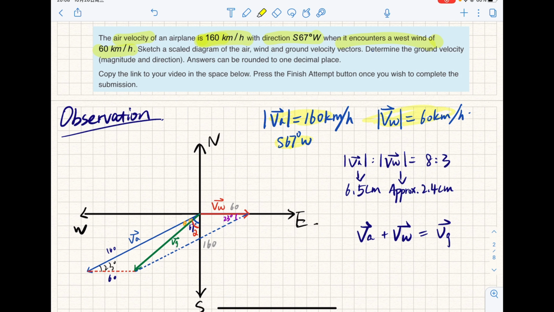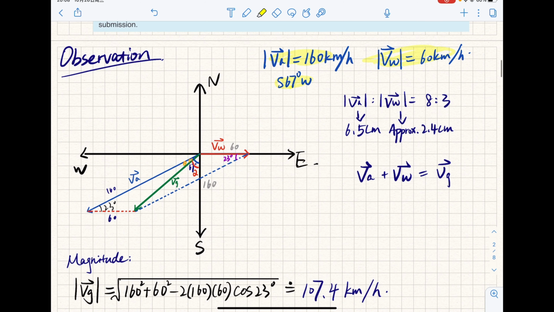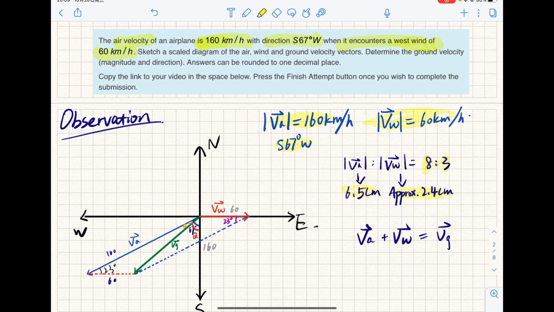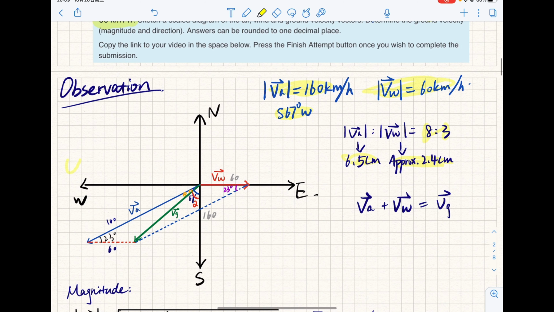Because I want to draw a really accurate graph, I have to calculate the ratio between the magnitudes of vector VA and vector VW. It's 8 to 3. So I draw the magnitude of vector VA as 6.5 centimeters and the magnitude of vector VW as approximately 2.4 centimeters. Attention here: it says it's a west wind, right? So it blows from west to east, so the direction should be like this. And here is our vector VA.